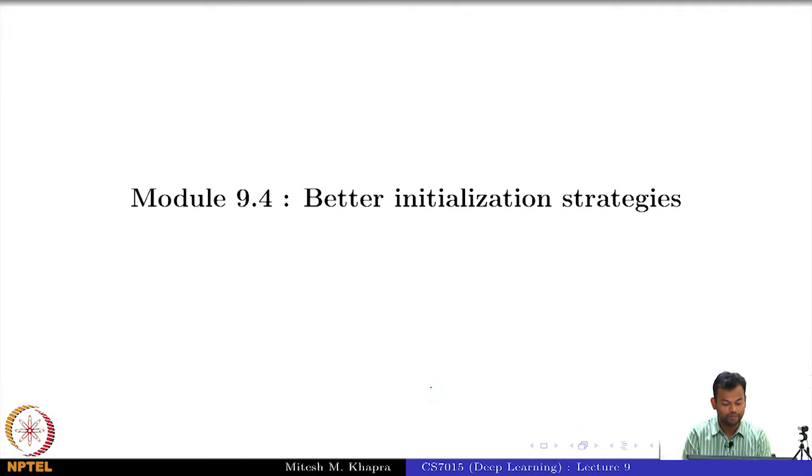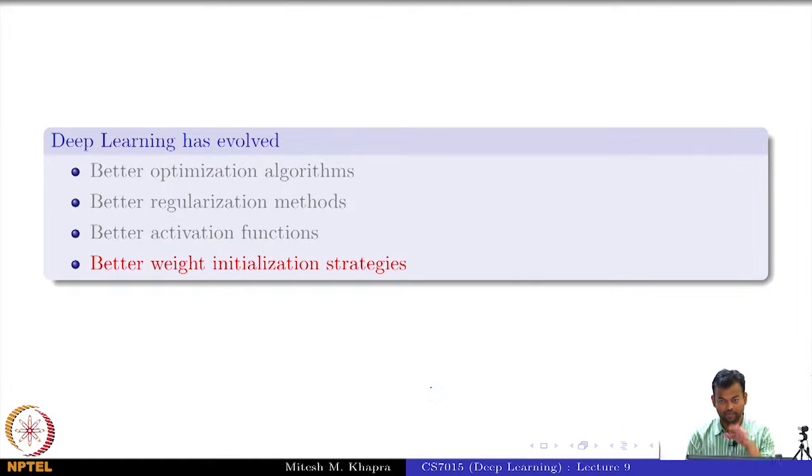So in this module, we'll talk about better initialization strategies. So this is where we are in the story, right? We saw that deep learning has evolved, and at least these are the 4 things which have happened. By the way, this slide is incomplete. What are the other things which have happened actually? Which you already said in the beginning.